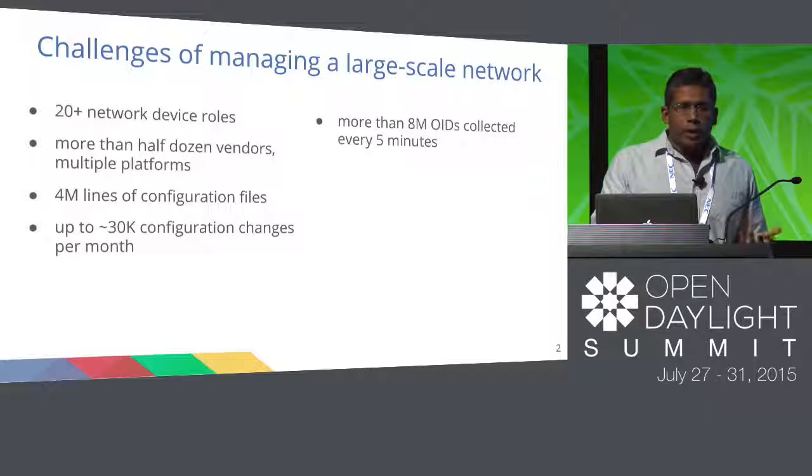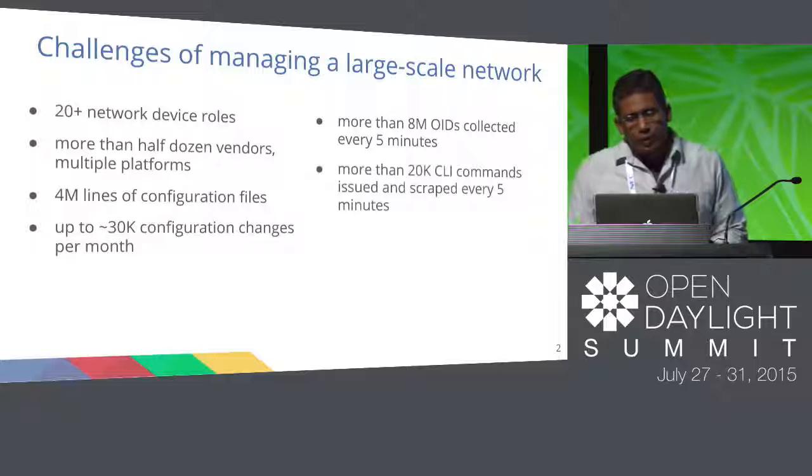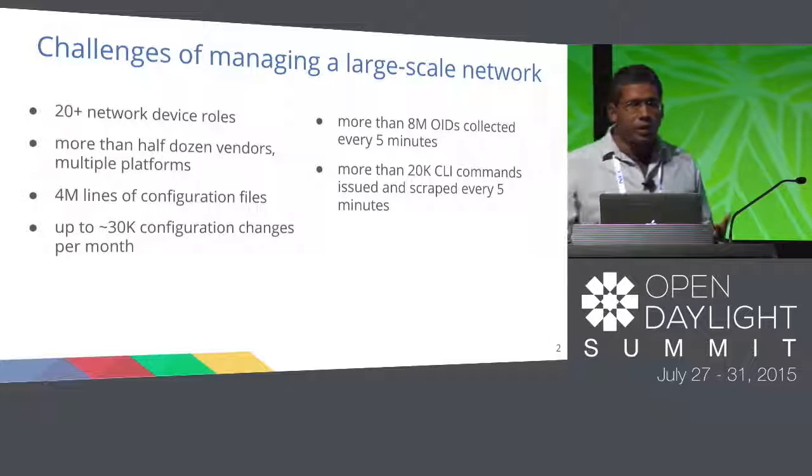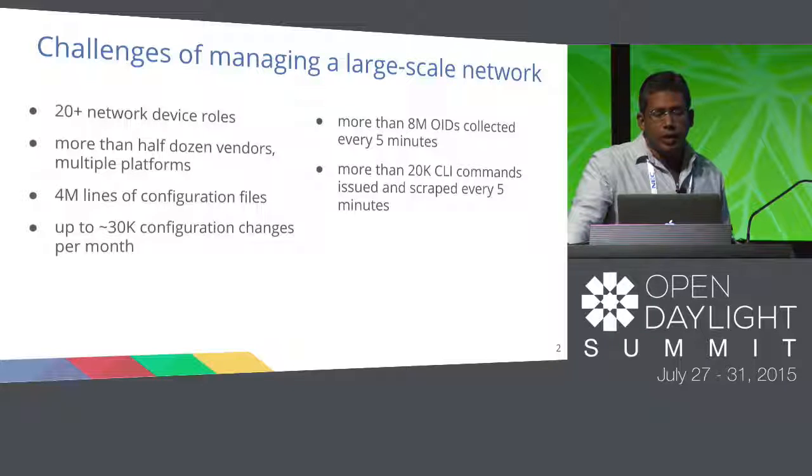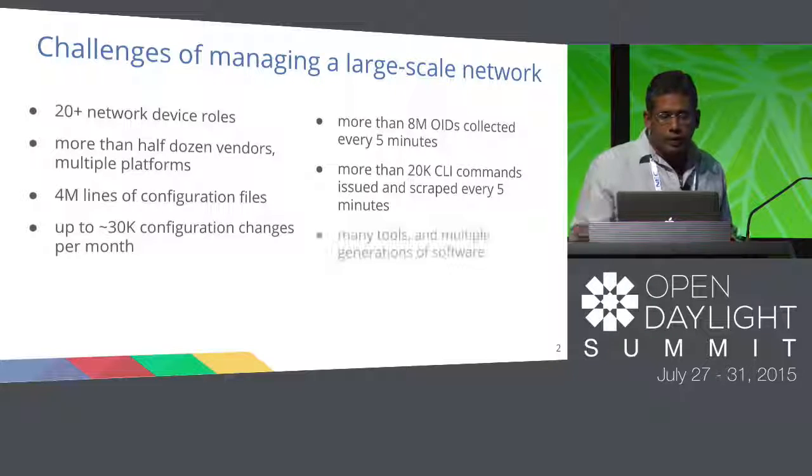And then from the monitoring side, we're collecting huge amounts of data from our network. So more than 8 million object IDs from an SNMP perspective, roughly every 5 minutes. And then we have more than 20,000 CLI commands that we're issuing to basically scrape information from devices so we can manage and understand what's going on in the network. And that's also sort of at a 5-minute time scale.